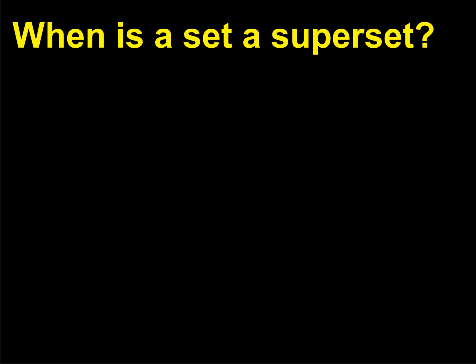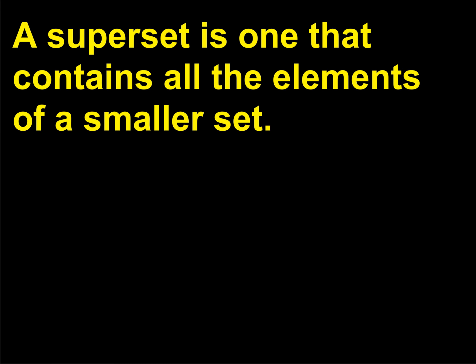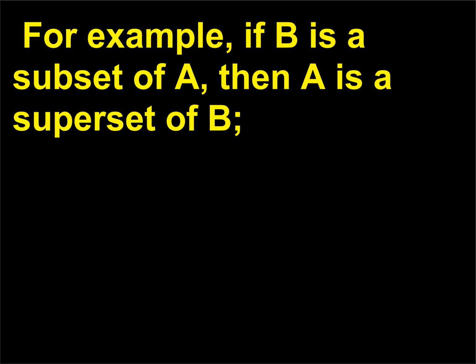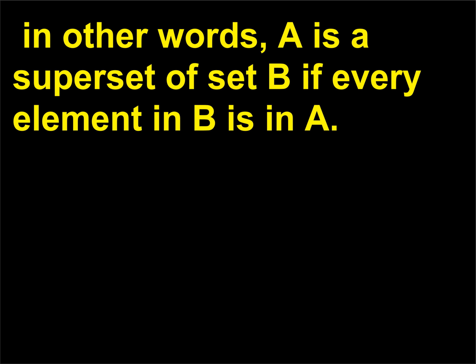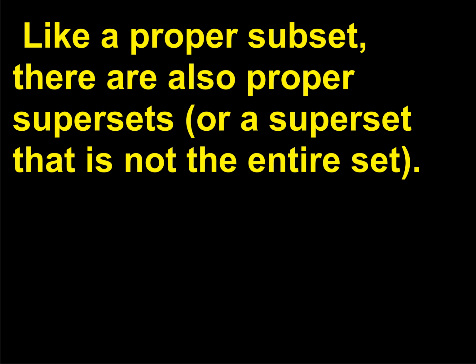When is a set a superset? A superset is one that contains all the elements of a smaller set. For example, if B is a subset of A, then A is a superset of B. In other words, A is a superset of set B if every element in B is in A. Like a proper subset, there are also proper supersets, or a superset that is not the entire set.